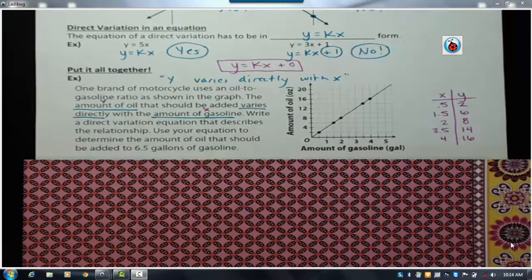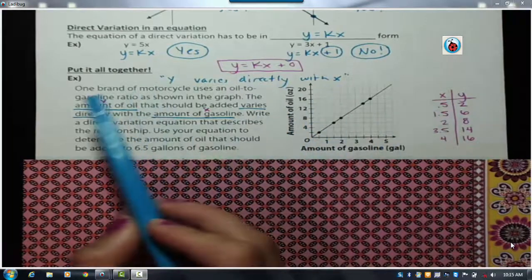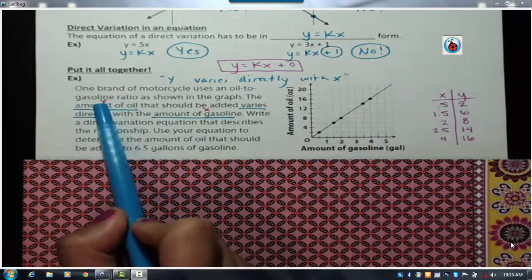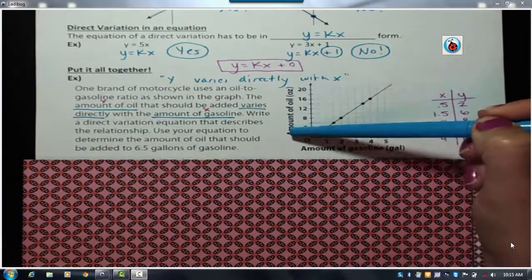So it says, write a direct variation equation that describes the relationship. Use your equation to determine the amount of oil that should be added to 6.5 gallons of gasoline. So first of all, I'm provided a graph. Again, if I look at my graph and my axis labels, remember we labeled the amount of oil as my y value. To double check, my amount of oil is on my y-axis.